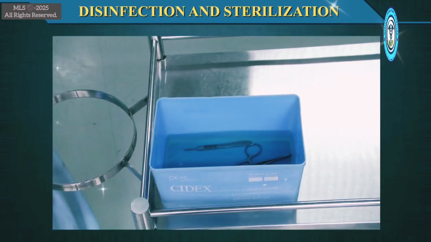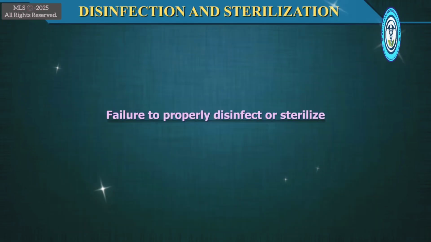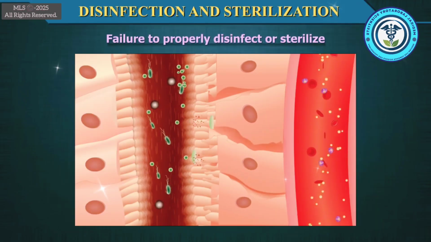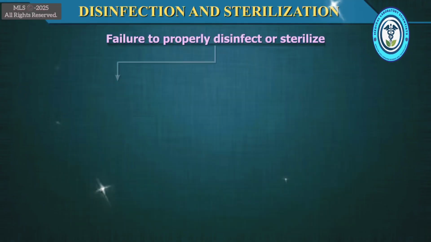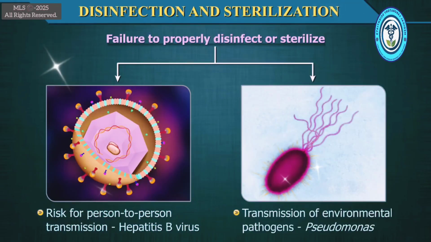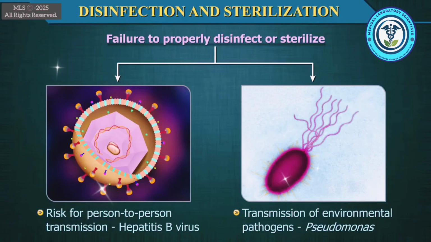Disinfection and sterilization are essential for ensuring that medical and surgical instruments or other material do not transmit infectious pathogens to the patients. Failure to properly disinfect or sterilize equipment carries not only risk associated with breach of host barriers, but also risk for person-to-person transmission, for example, hepatitis B virus, and transmission of environmental pathogens, for example, Pseudomonas.